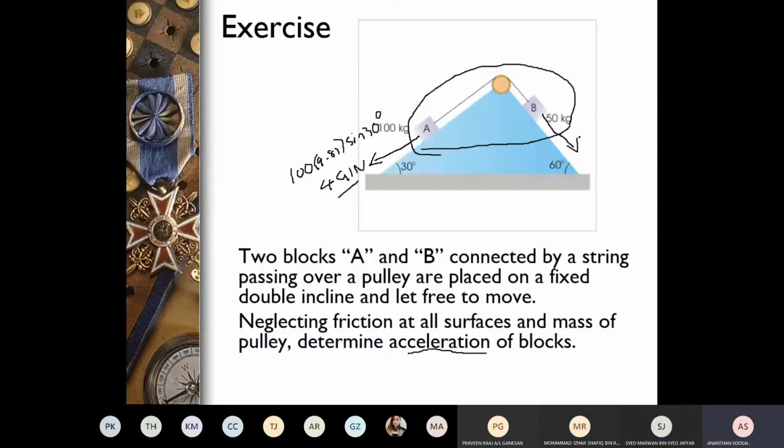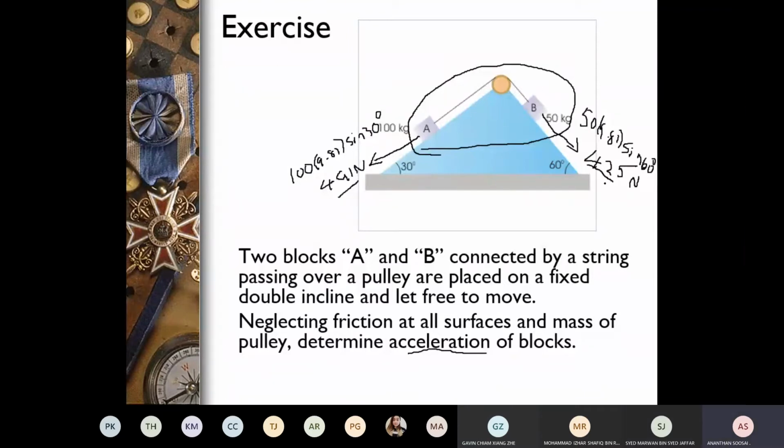What is the force pulling it down here? 50 times 9.81 sine 60. What is the force acting down here? Is it bigger than 491? 50 times 9.81 sine 60. 425. Good. 425 Newton.